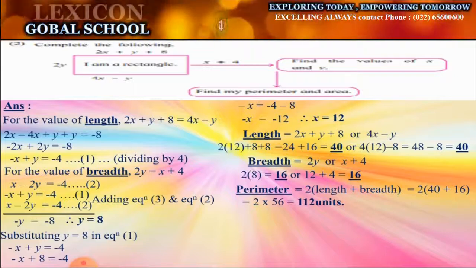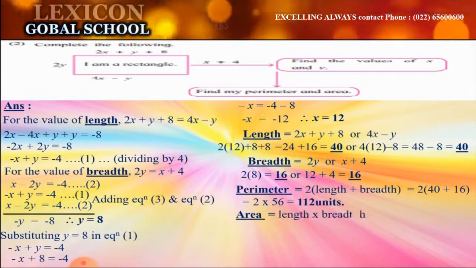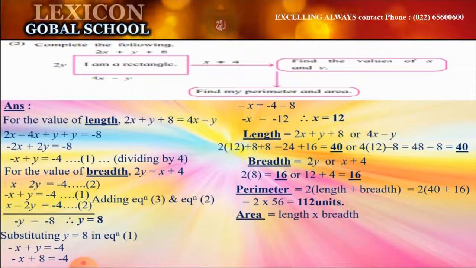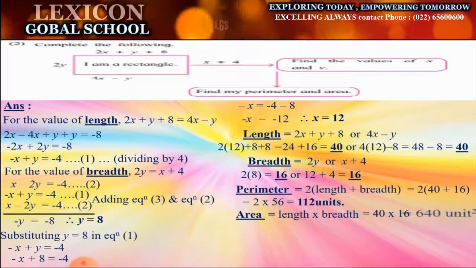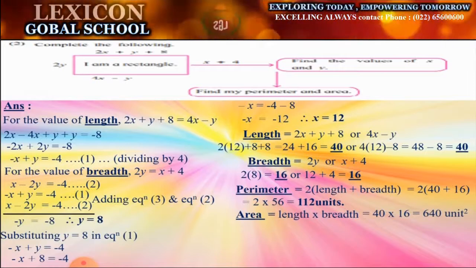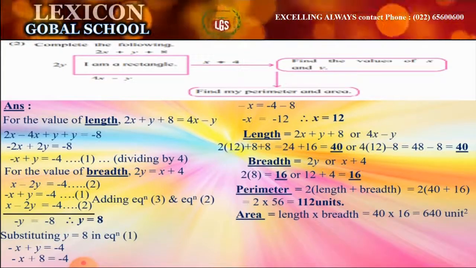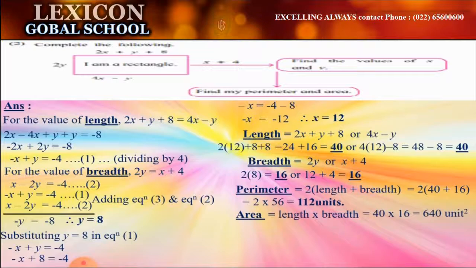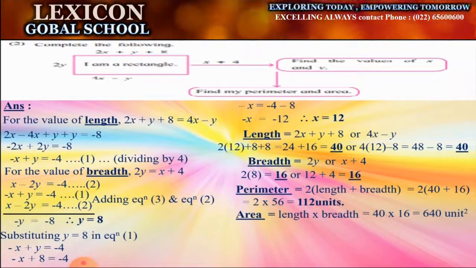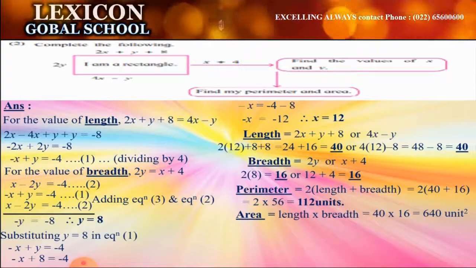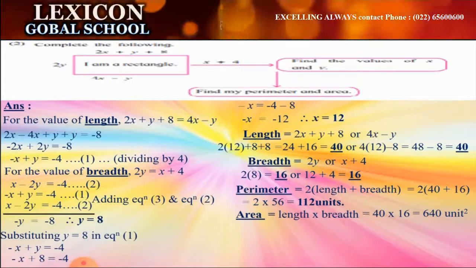We also have to find out area. Therefore, area for a rectangle is length into breadth. Length is 40, breadth is 16. When you multiply both, you get 640 units. Therefore, area is measured in terms of square. 640 unit square is your answer. Let us proceed with sum number 3.